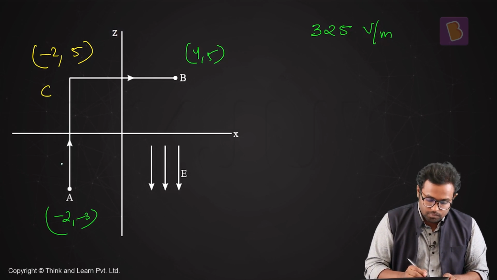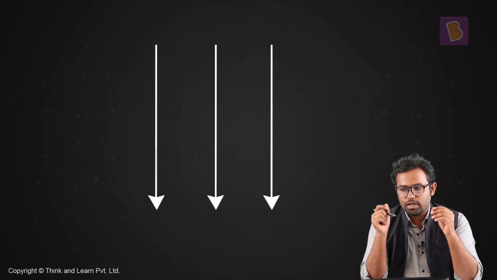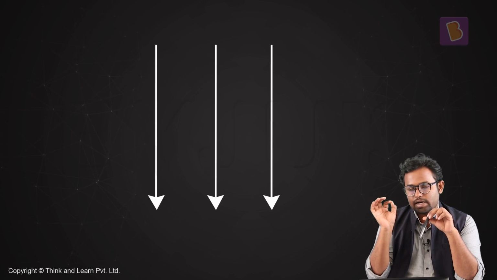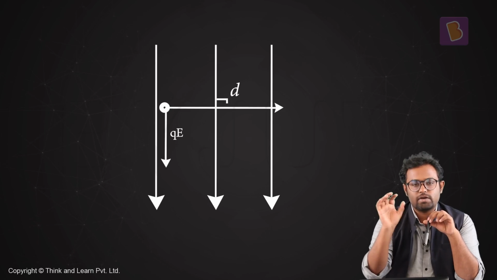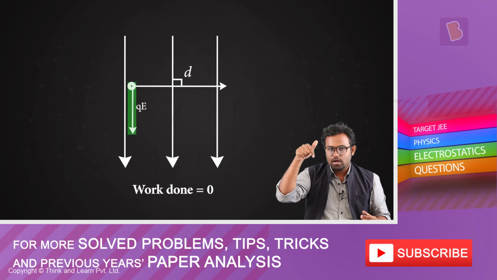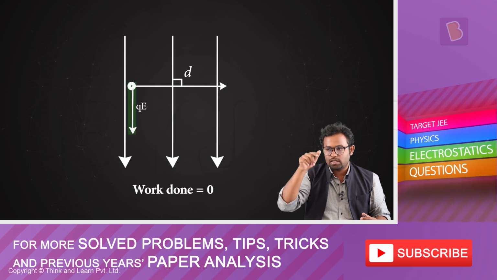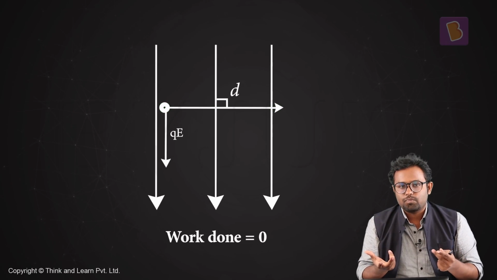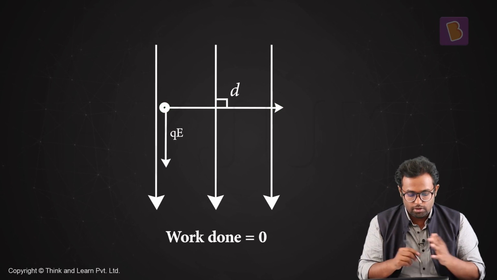I know that, see, whenever you are moving a charge in an electric field in a direction which is perpendicular to the electric field, the net work done is 0, because the force will act in the direction of the electric field, and the displacement is perpendicular. So F dot D, right, is going to be 0, right? So there will be no work done.